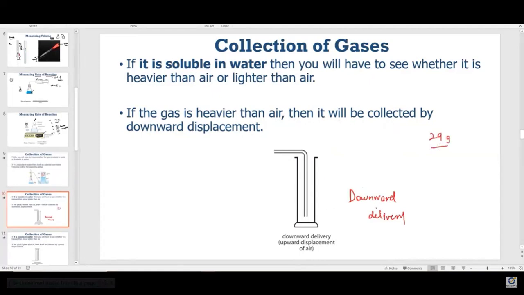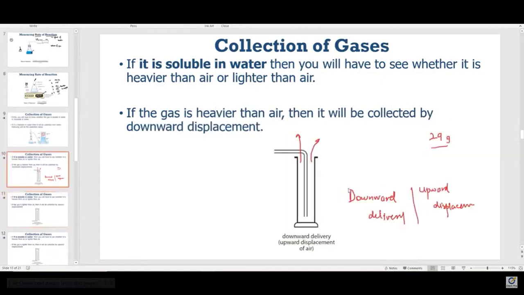It's called downward delivery, or it's also known as upward displacement. What does that mean? Upward displacement means that when the gas enters, obviously this empty collection flask will have some air in it. When the gas enters here, the air inside will make room for the gas, so it will go up. So this name comes from this phenomenon, but you don't need to remember this. Just know, this is the downward delivery method.